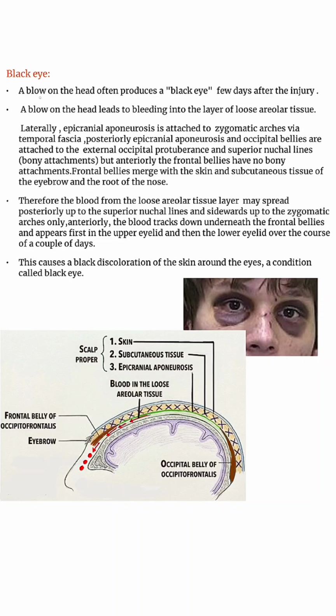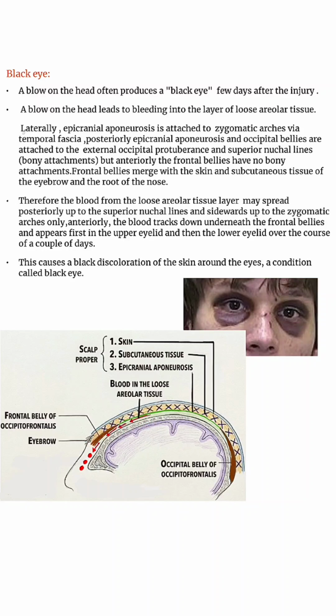Black eye. A blow on the head often produces a black eye few days after the injury. A blow on the head leads to bleeding into the layer of loose areolar tissue, the fourth layer of the scalp.